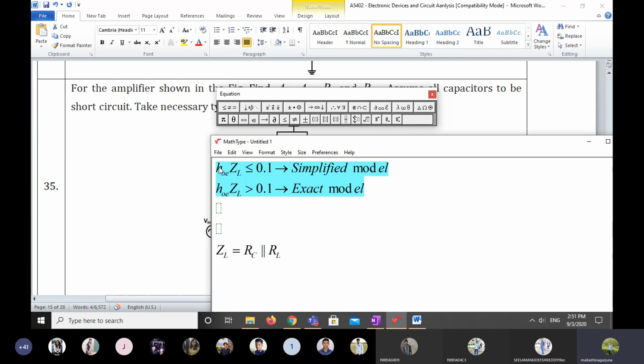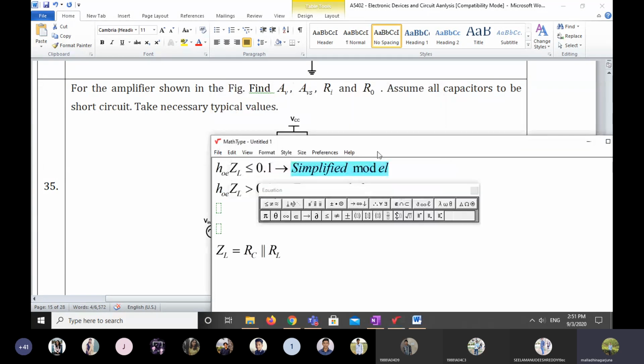Okay, no need to check or cross-verify all the parameters if they ask us to calculate with exact. Yes, we go with exact blindly. If they do not mention anything and you have a dilemma, this is the case where you have to verify. If this value is less than or equal to 0.1, go with the simplified model. Greater than 0.1, go with the exact model.